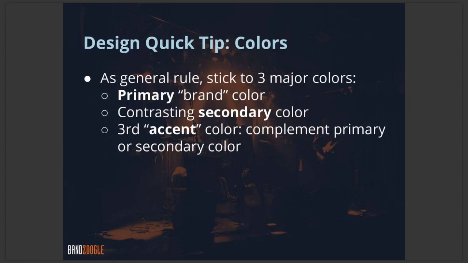Once you decide on that color, you can go into Google and type in color wheel, and you can find any color wheel. Adobe has a really good color wheel, and you just put in the name of your brand color, and it'll tell you what other colors work well with that main color. So you'll want to pick a secondary contrasting color and then a third accent color, and that's going to complement your primary brand color, and it's going to look really nice on your website.